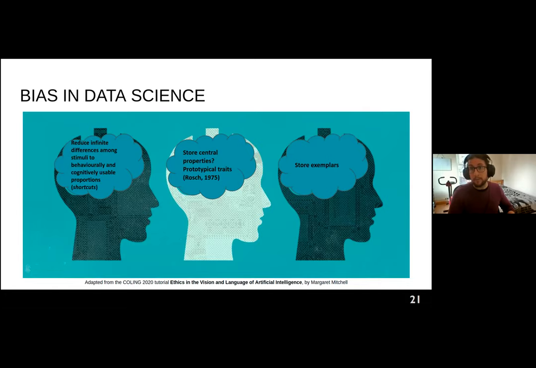There's some research that suggests that what happens here is that we're storing central properties, like the yellowness of a banana, and prototypical traits. Whereas there's a kind of contradictory trend that suggests that what we do is we store the exemplars. Our brain tends to store actual examples of things that we've seen, which should give a faithful account of the world around us. Either way, it's fairly obvious that we need to make shortcuts to be able to interpret the world the way we do.